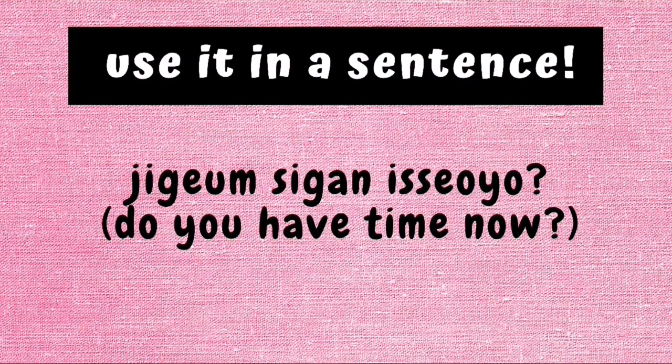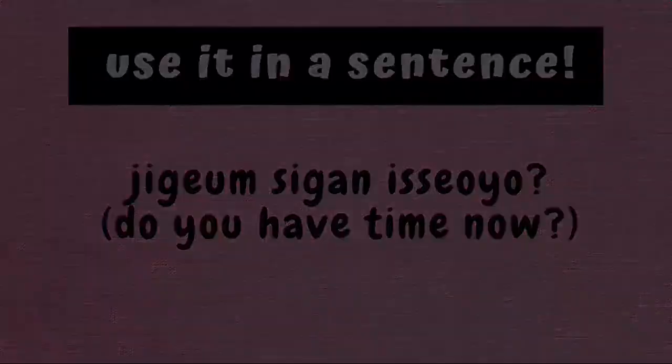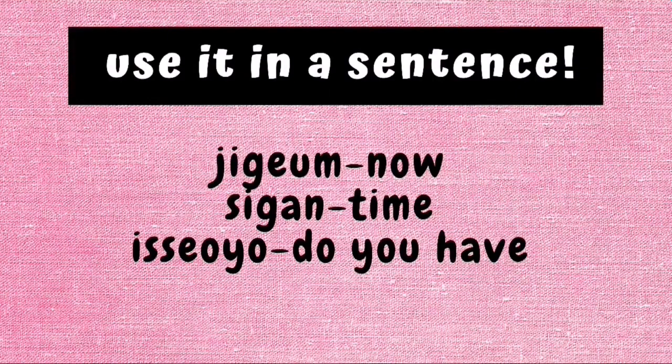It says, 지금 시간 있어요? Which means, do you have time now? We can divide this sentence into three parts. The first part is 지금, which means now. Second part is 시간, which means time, and that is our word for today. And 있어요 is used to say or ask, do you have something or do you have?